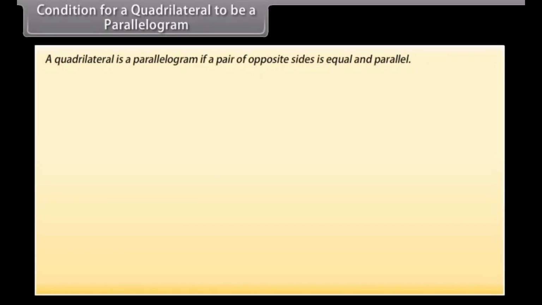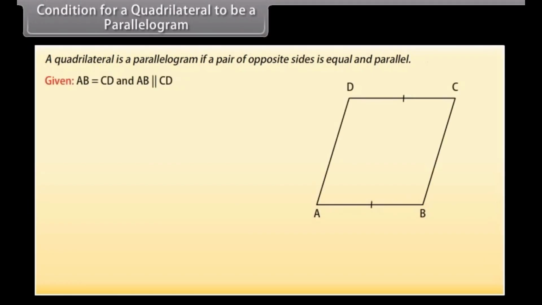Condition for a quadrilateral to be a parallelogram. Another condition for a quadrilateral to be a parallelogram is: a quadrilateral is a parallelogram if a pair of opposite sides is equal and parallel. Given that AB is equal to CD and AB is parallel to CD, we have to prove that ABCD is a parallelogram. Draw a diagonal AC.